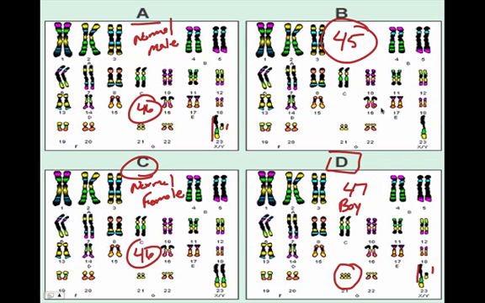B has only 45 chromosomes. If you notice, they only have one sex chromosome. This is actually a girl with Turner syndrome, and we would write her karyotype as XO. Like this boy is XY, this one is XX, this one is XY. She would be XO because she has only one X.